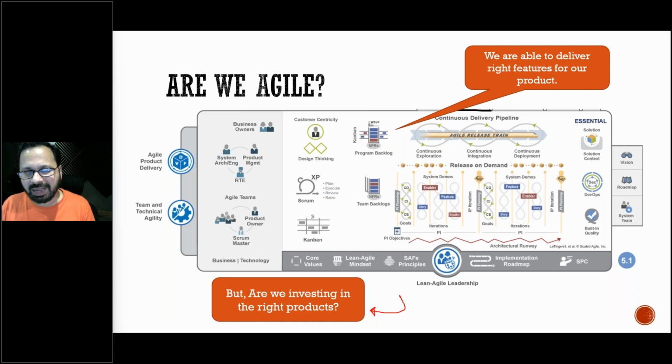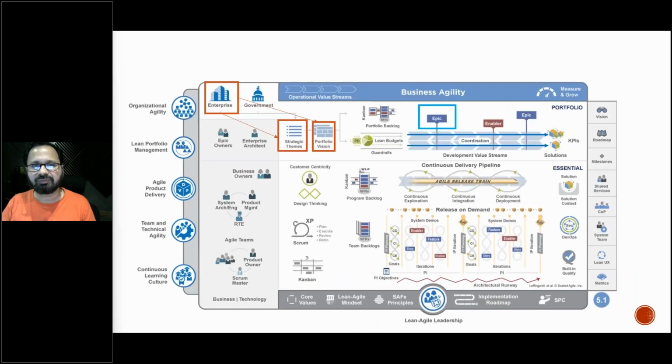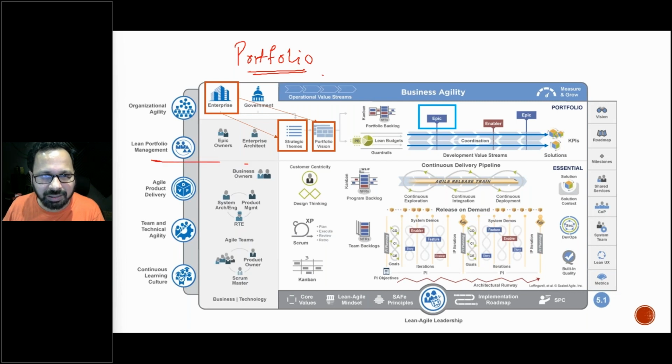Now for that, SAFe provides further guidance on top of this framework, which is the large solution SAFe, and which is also the portfolio SAFe. So this configuration of SAFe is nothing but the portfolio SAFe. So far, what we learned was up to this line, where we were able to deliver the right features at the right time. Now on top of that, we have an enterprise.